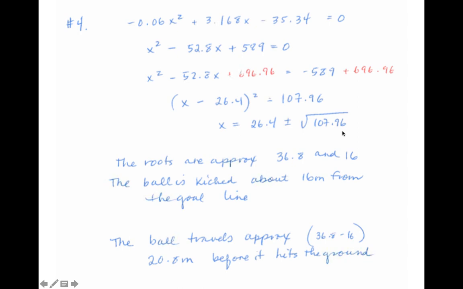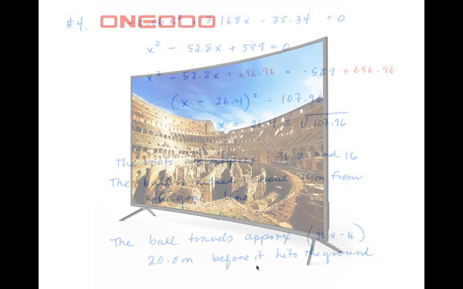Now with this one, because we are looking for actual numbers, what we found was that the roots are approximately 16 and 36.8. So the ball is kicked, basically it's on the ground, and it begins its projectile motion at about 16 meters in this scenario, and it comes back down again at 36.8. And so you could say that the ball travels approximately the difference between those two things, so 20.8 meters before it hits the ground.